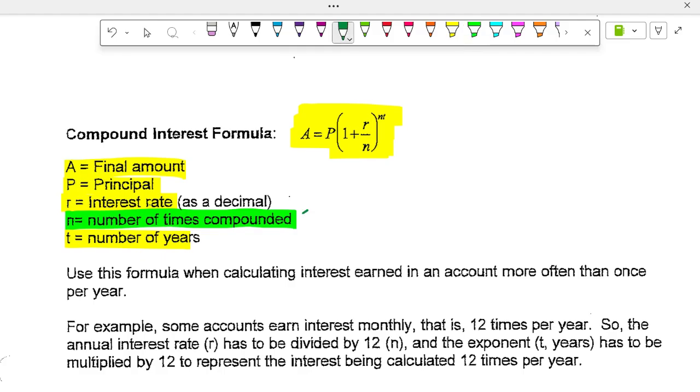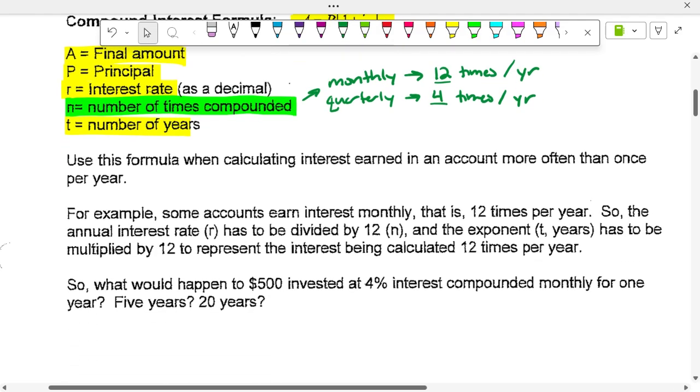So, for example, if I said monthly, how many times a year is that? 12 times a year. If I say quarterly, how many times a year is that? 4 times a year. All right, so these would be your N values, 12, 4, those would be N values. Whatever you're thinking of as the number of times compounded, that's just how many times per year they are doing it. So in other words, the formula isn't too bad.